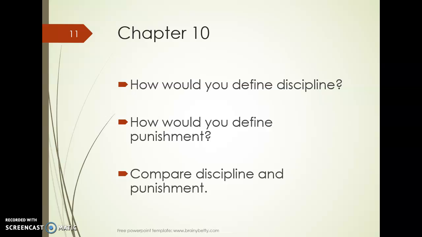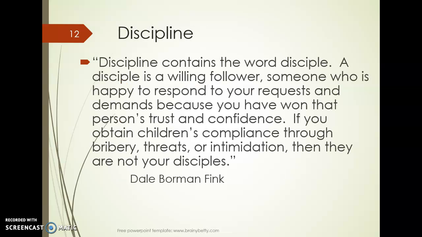So start off by reviewing to see how you would define discipline. How would you define discipline? In class I would be asking you these and making everyone share. How would you define punishment? And then how would you compare discipline and punishment? So that's actually the basis of the second question that's in your discussion board for this week.